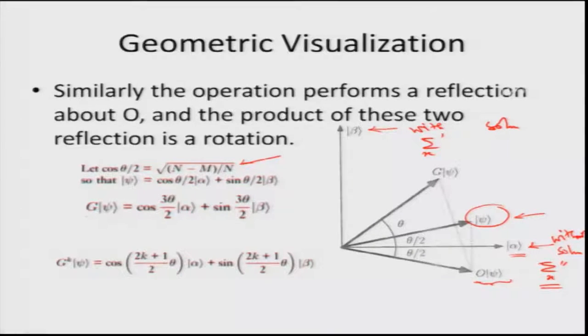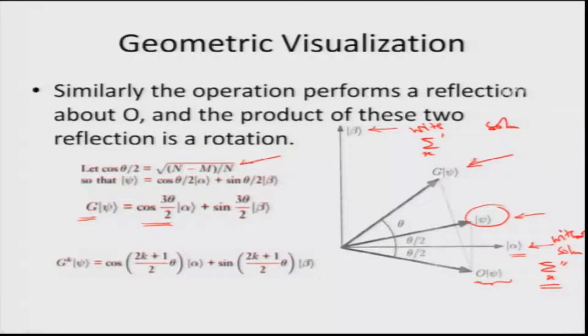Now the Grover application on the state essentially takes it to cosine 3 theta by 2, sine 3 theta by 2, which is the rotation we are getting. And if we apply it k times, then this will essentially be a rotation which will bring it back and forth around that point all the time. So that is the idea behind applying Grover's algorithm over and over again.